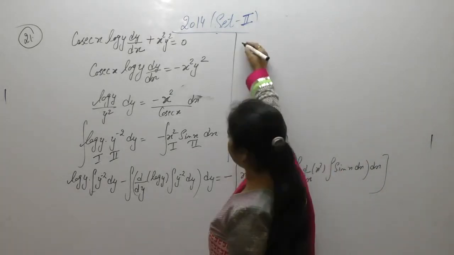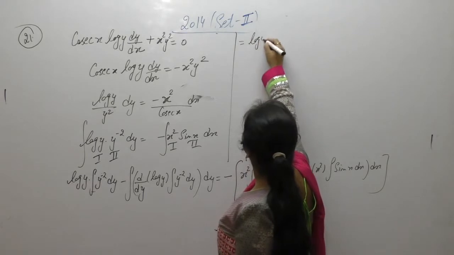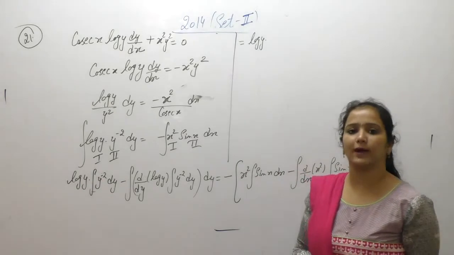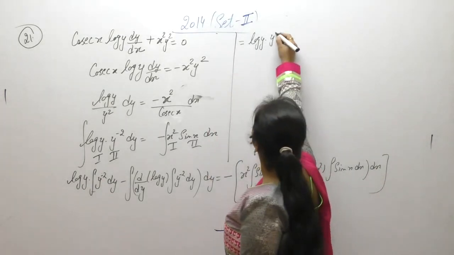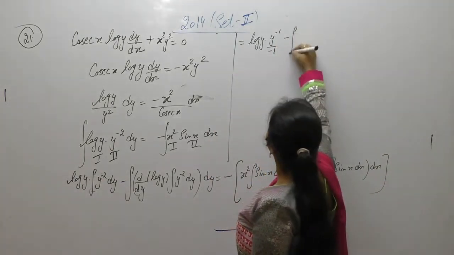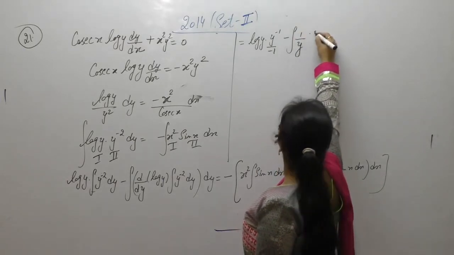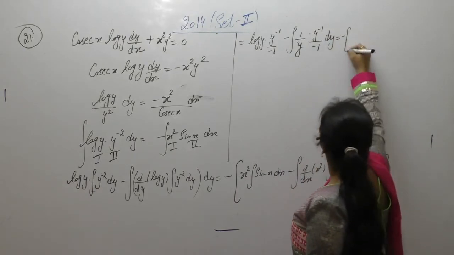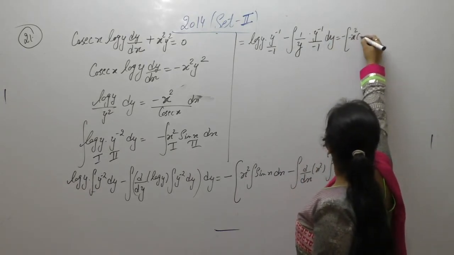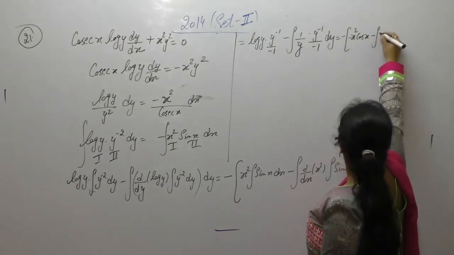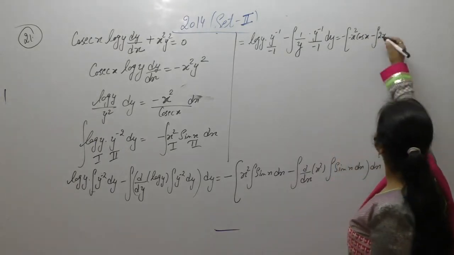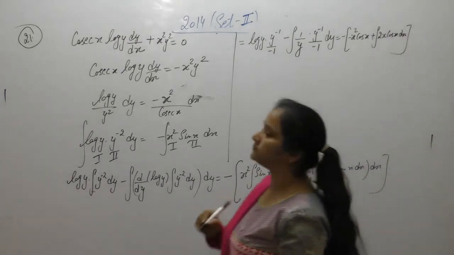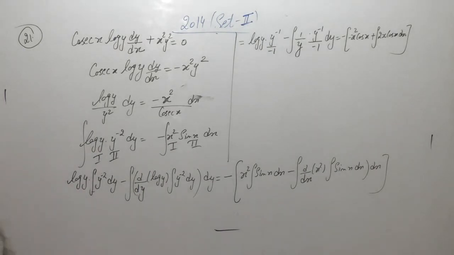So we get the result as log y, integral of y power n is y power n plus 1, so minus 2 plus 1 is minus 1. Derivative of log y is 1 upon y, y power minus 1 upon minus 1 dy. Integral of sine is minus cos of x. Derivative of x square is 2x. Integral of sine is minus cos. Is it clear up to here?